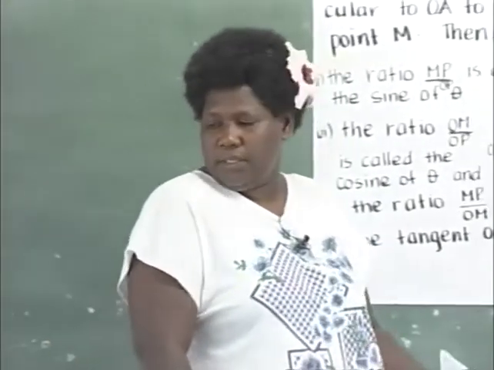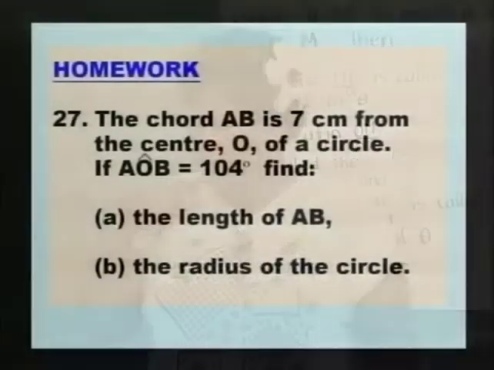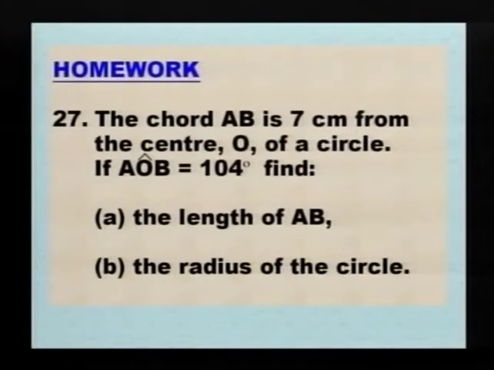All right, first question, question 27. The chord AB is 7 centimeters from the center O of a circle. If angle AOB is 104 degrees, you have to find the length of AB and the radius of the circle. Anyone with an answer to those two questions?